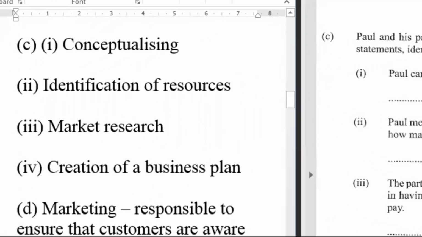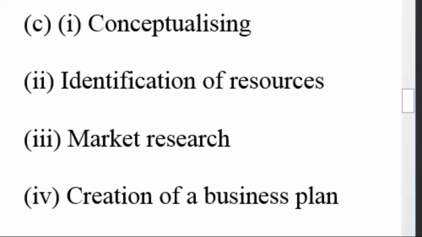All right, so the first one where Paul came up with an idea to place custom designs on sports cars, that's conceptualizing. He has come up with a business idea. The second one, Paul met with his partner and determined how much raw material and capital, so it's identifying the resources, identification of resources. What will the business need? What type of material? What type of capital? How many workers? All of those things.